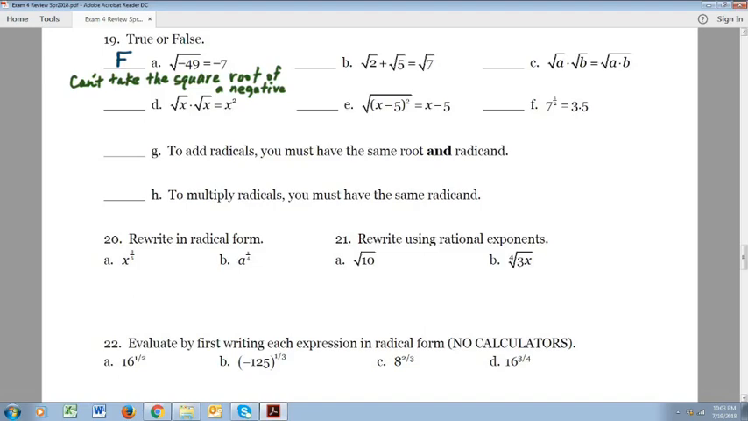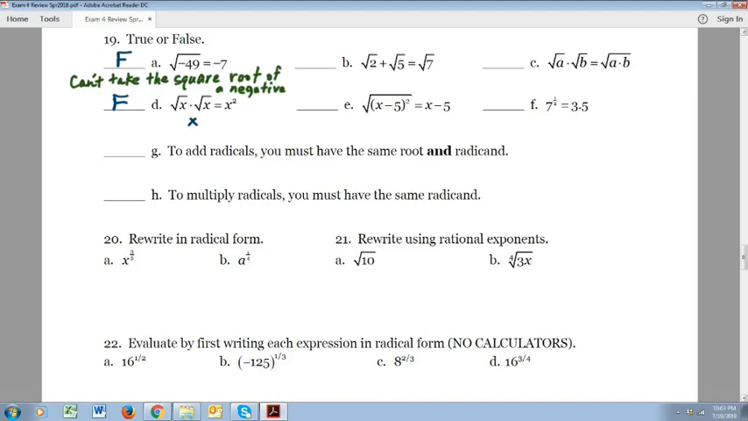We certainly don't get negative 7. Now in letter B here, we know that we can only have like radicals. Oops, I went the wrong way here. Let's do D. That one's false because square root of x times square root of x should equal x. Now, if this had said the square root of x squared, that would equal x. But that's not what it says. So that one's false. We should have gotten x there.